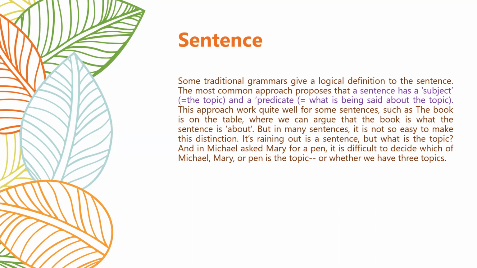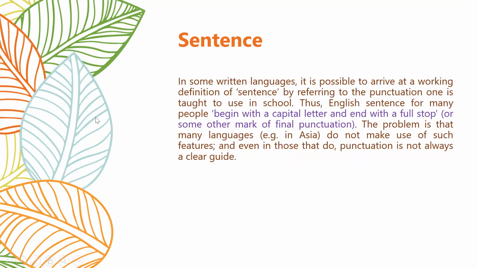So sometimes it gets very difficult to decide on the topic and therefore to decide on the predicate. Now let's see how we are going to solve this problem. In some written languages, it is possible to arrive at a working definition of sentence by referring to the punctuation one is taught to use in school. In school and even in university, we practice punctuation marks, and by looking at the punctuation marks, you can decide on a sentence.